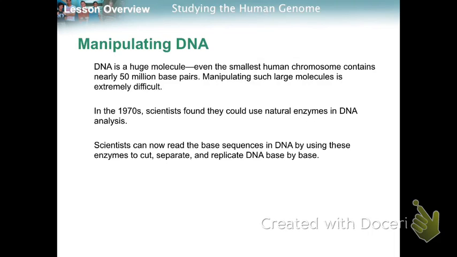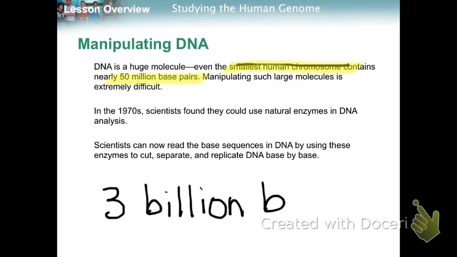So we're talking about human DNA. There's a ton of it. The smallest human chromosome contains 50 million base pairs. And in the human genome, there are actually 3 billion base pairs total. So that's every letter that there is, A matching up with T, C matching up with G, 3 billion of those in the human genome.